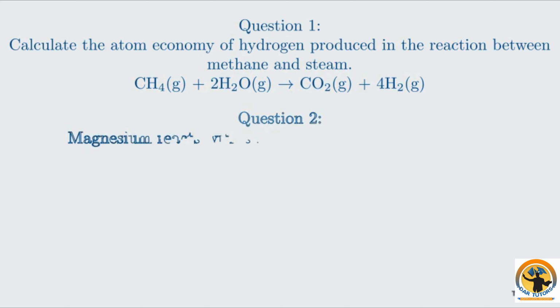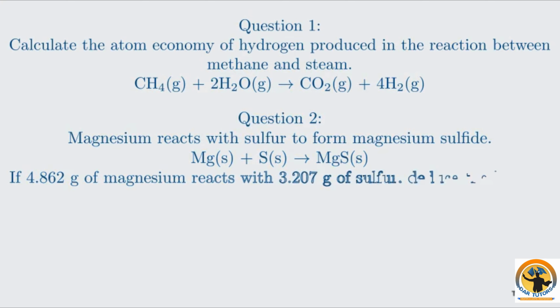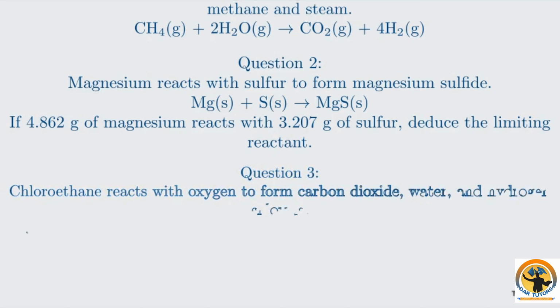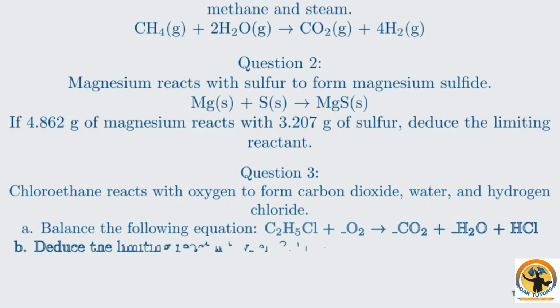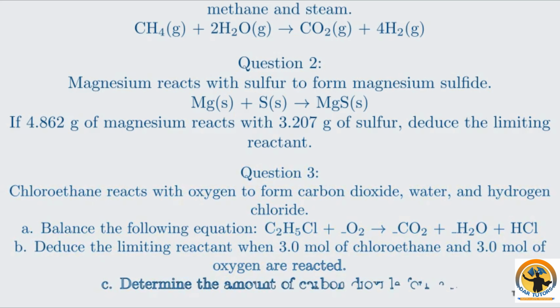Question 2 gives you a reaction and asks you to deduce the limiting reactant when specific masses of magnesium and sulfur are reacted. Question 3 is a multi-part question. First, balance the combustion of chloroethane. Then deduce the limiting reactant when you have 3.0 moles of both chloroethane and oxygen. Finally, calculate the amount of carbon dioxide formed.